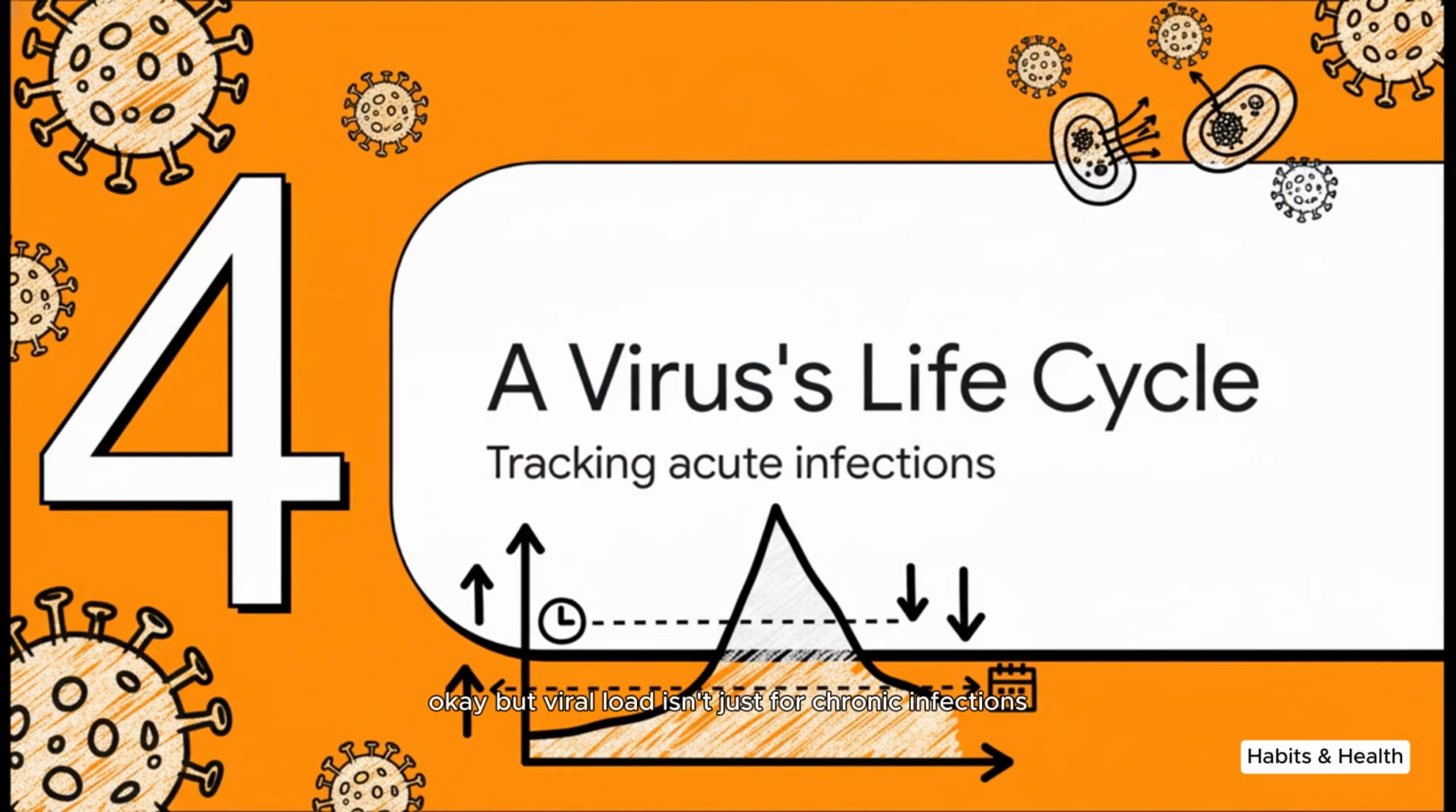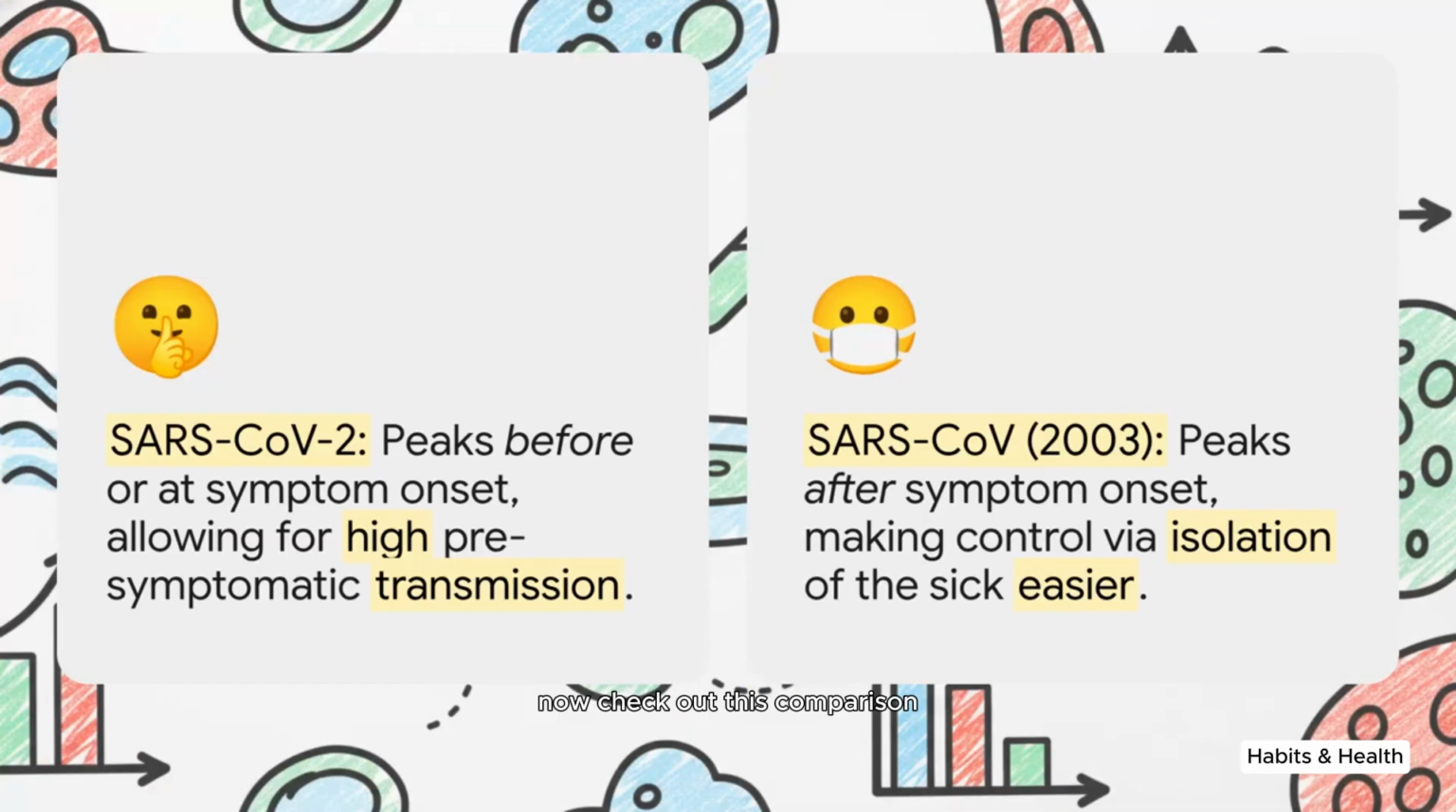Okay, but viral load isn't just for chronic infections like HIV. It's also absolutely crucial for understanding acute infections, the ones that hit you fast and hard like the flu or, of course, coronaviruses. And for these viruses, the timing of the viral load is everything. Now, check out this comparison, because it is fascinating and explains so much. With the original SARS virus, way back in 2003, a person's viral load didn't peak until well after they started feeling sick. That made it way easier to control, right? You just had to find the sick people and isolate them.